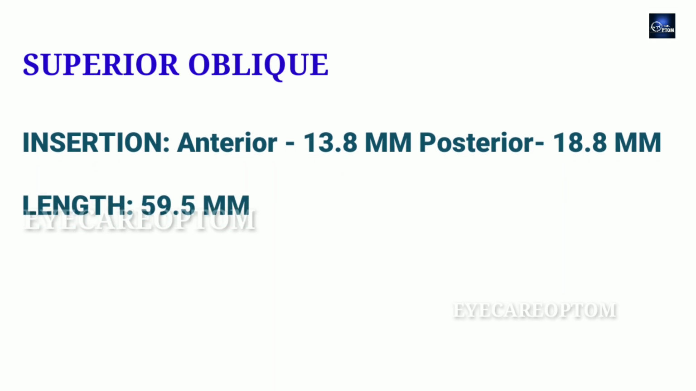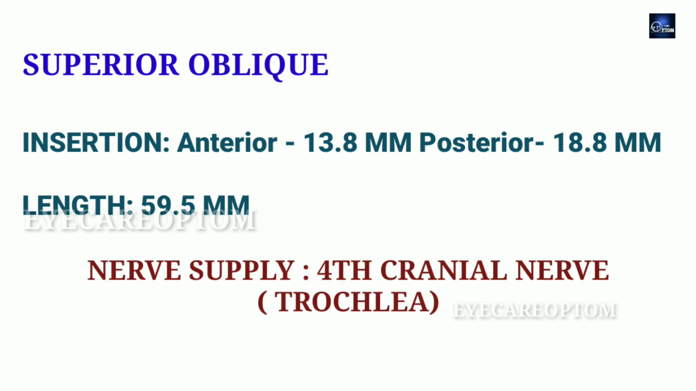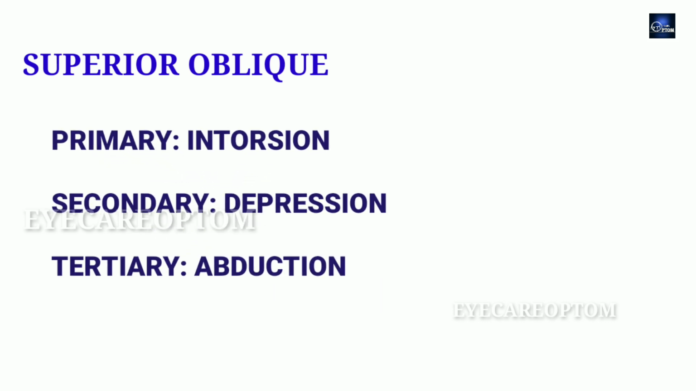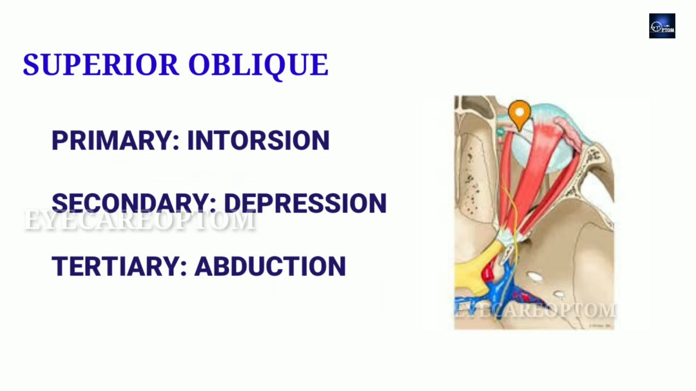This is the largest and thinnest extraocular muscle. The length is approximately 60 mm, which is 59.5 mm. This muscle is innervated by the 4th cranial nerve, the trochlear nerve. Primary action of the superior oblique is intorsion. Secondary action is depression and tertiary action is abduction.